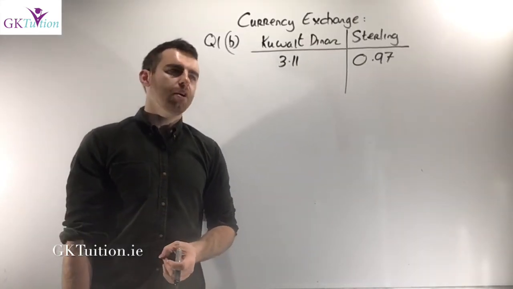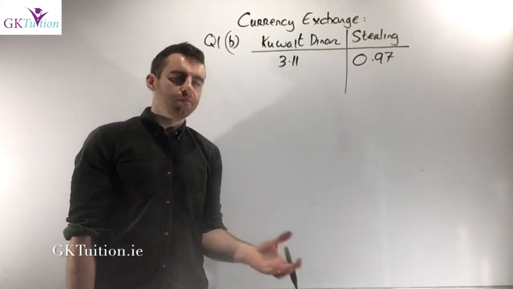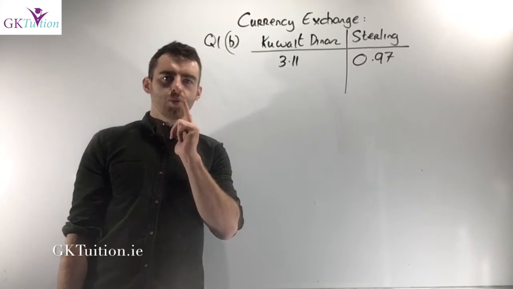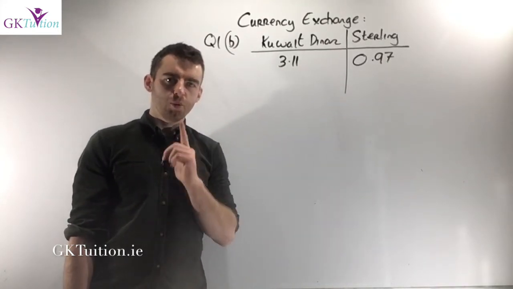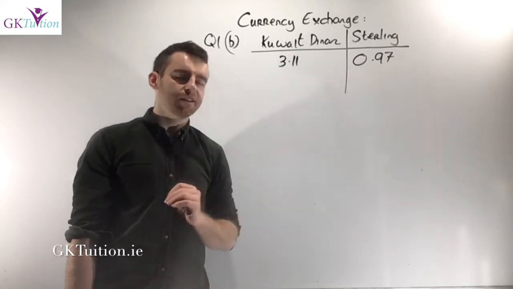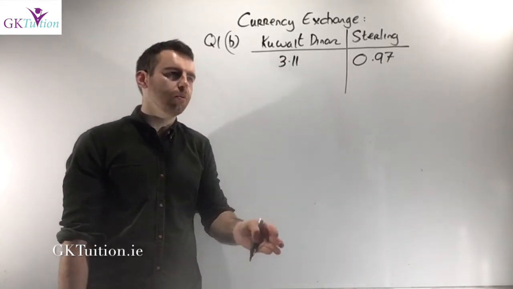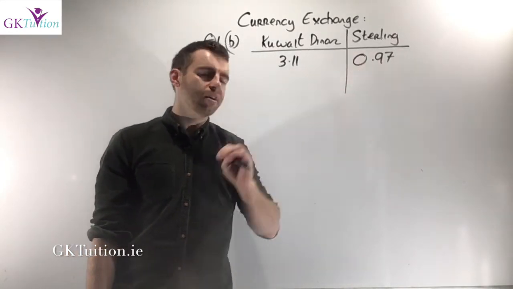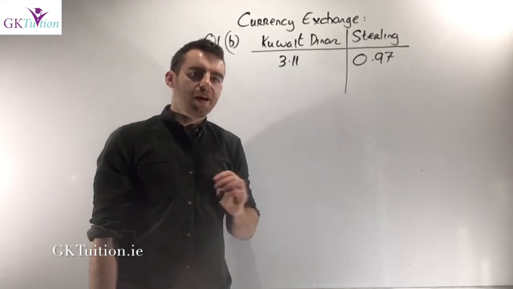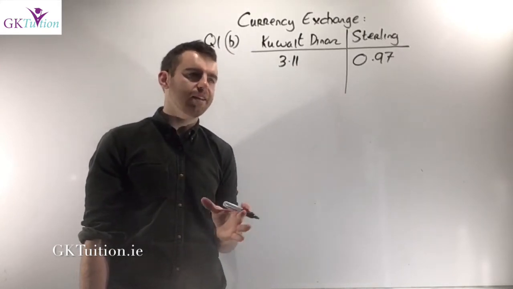Okay, in part B, we were asked to convert 10 Kuwait dinar into sterling. And from the exchange rates given, I know that €1 is equivalent to 3.11 Kuwait dinar, and that €1 is equivalent to 0.97 sterling. So obviously, if they're both equal to €1, that means that 3.11 Kuwait dinar is equivalent to 0.97 sterling. And now if we just set up the question the exact same way as we did the previous one, it'll be handy enough.